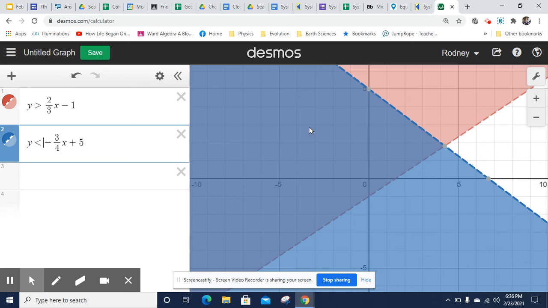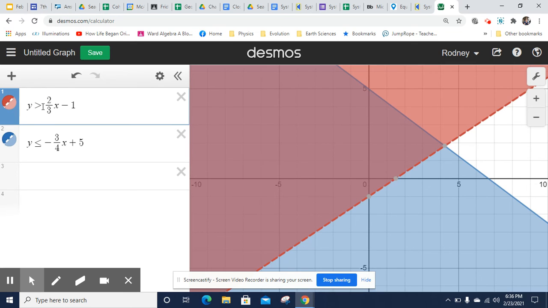If I were to make that or equal to, then it becomes a solid line. And if I make that or equal to, that one becomes a solid line. And so the lines are included. And so now the lines themselves are part of the system of inequalities. So that's sort of the basics of it.